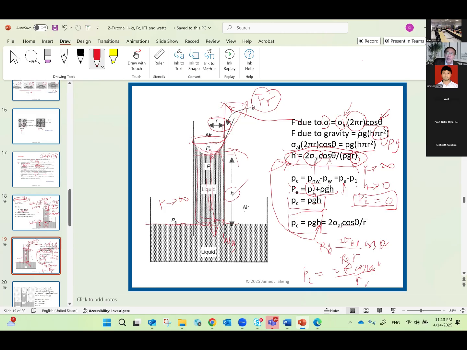How to get H? Get this direction. How to get PC? You calculate this, you use this equation. All right. So this is the air and the liquid.